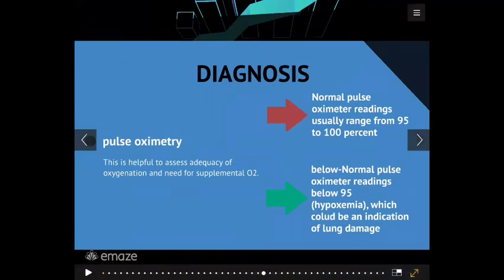And we have pulse oximetry. This is helpful to assess adequacy of oxygenation and need for supplemental oxygen. The normal range for oximeter readings is 95 to 100%. Below that range indicates hypoxemia, which could be an indication of lung damage. In this case, we need supplemental oxygen to help the patient.